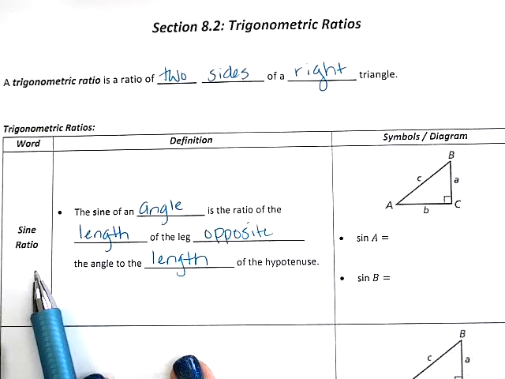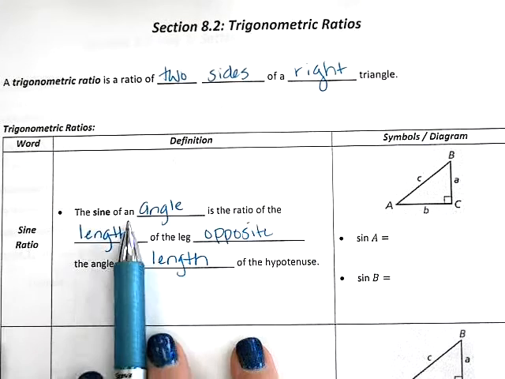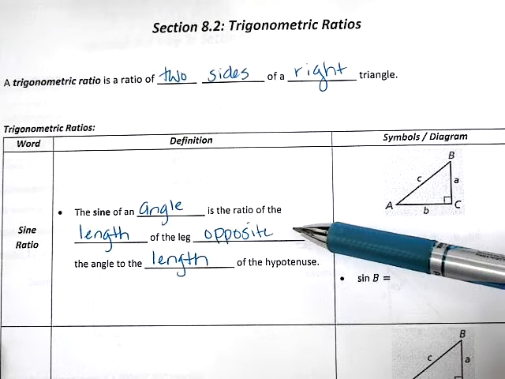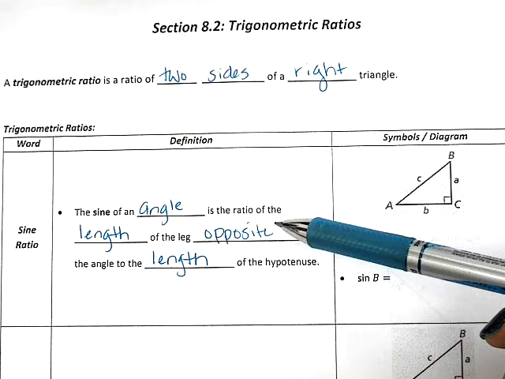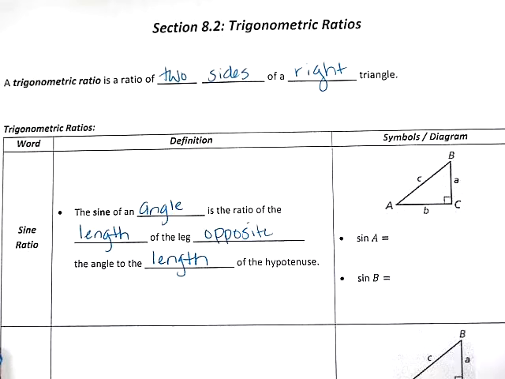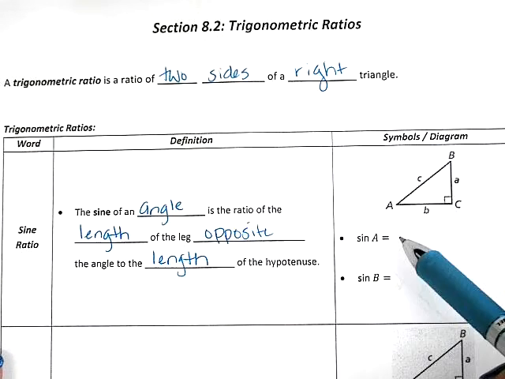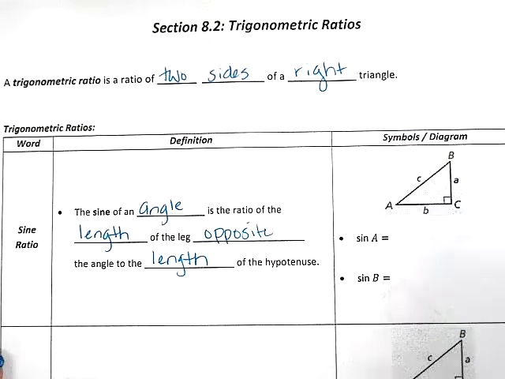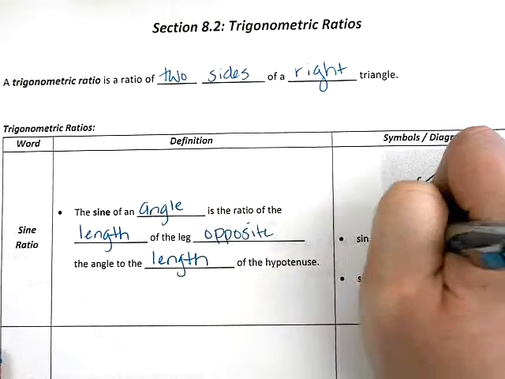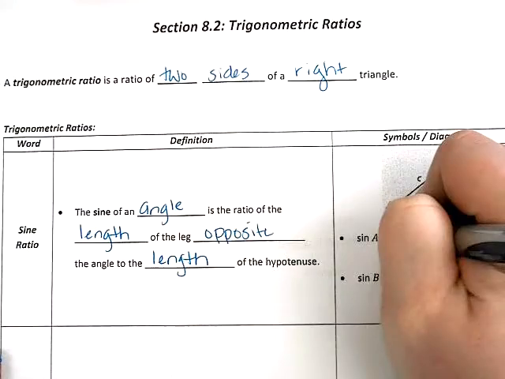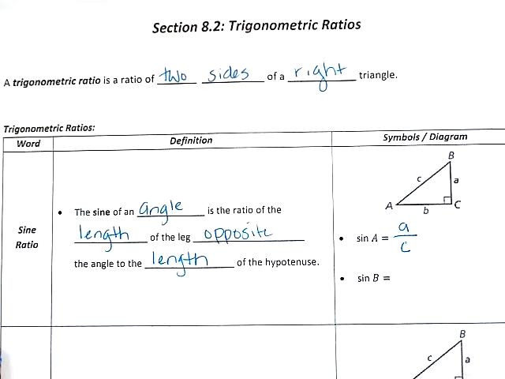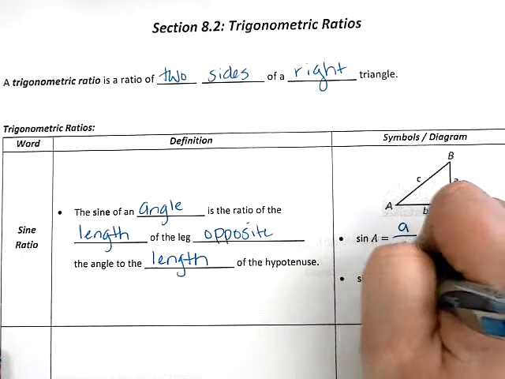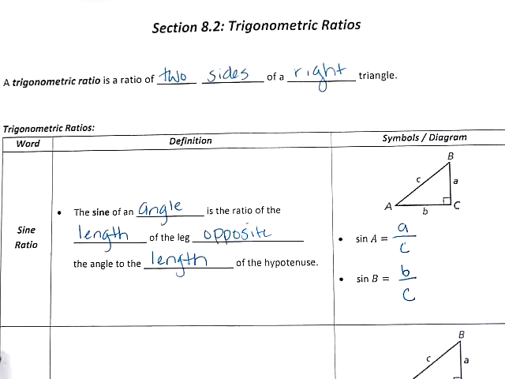So a sine ratio. The sine of an angle is the ratio of the length of the leg opposite the angle to the length of the hypotenuse. So let's look at an example here. The sine of A, I want the length of the leg that's opposite, so a, over the length of the hypotenuse, which is c. For angle B, I want the side that's opposite, so side b, over the hypotenuse, which is c.